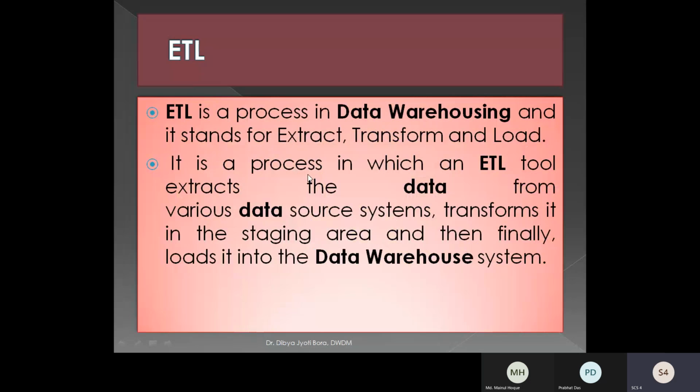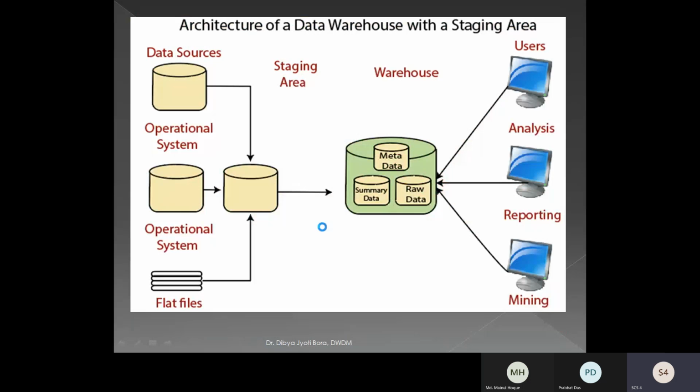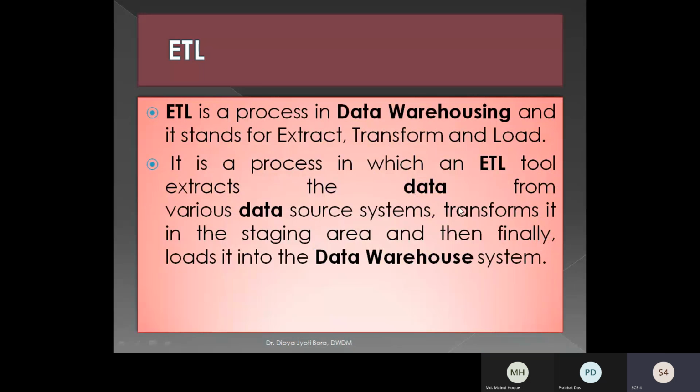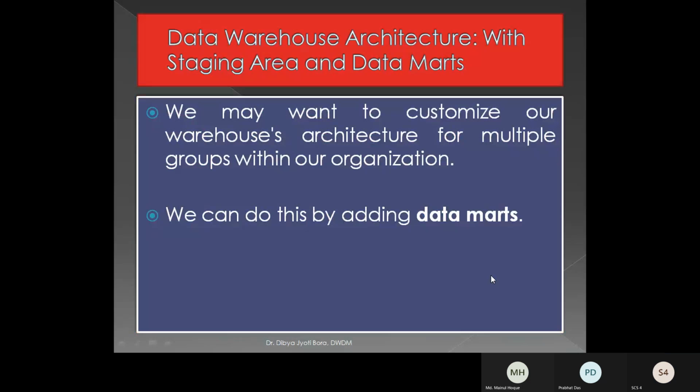So ETL is a process in data warehousing and it stands for extract, transform and load. It is a process in which an ETL tool extracts the data from various data source systems. We saw many different ones; these data source systems can be flat files or anything. Then we transform it into the relevant format and we load it in that data warehouse system. That is the ETL process.